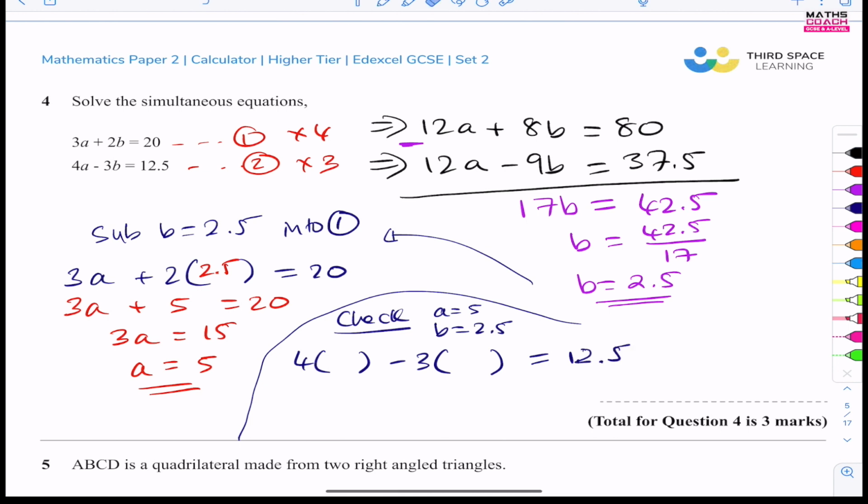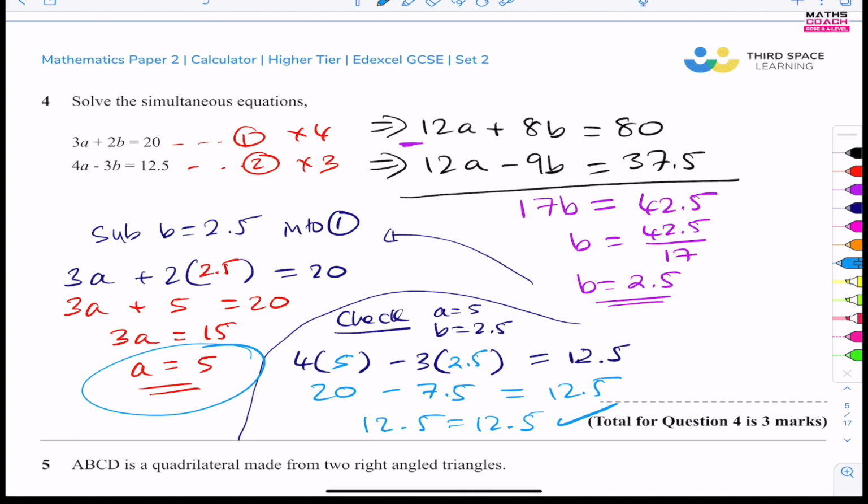So let's put that in. 4 times a is 5, so 5 goes in there, and minus 3 times 2.5 goes in there. So what is 4 times 5? 4 times 5 is 20, and 3 times 2.5 is 7.5. So is 20 take away 7.5 equal to 12.5? Yes, it is. So 12.5 equals 12.5, and that means we are correct. So our final answer is a is equal to 5 and b is equal to 2.5.